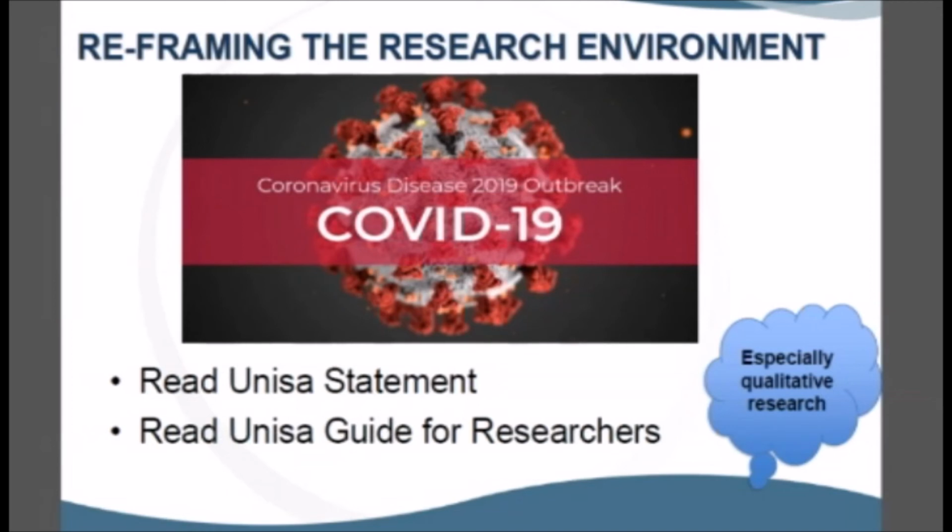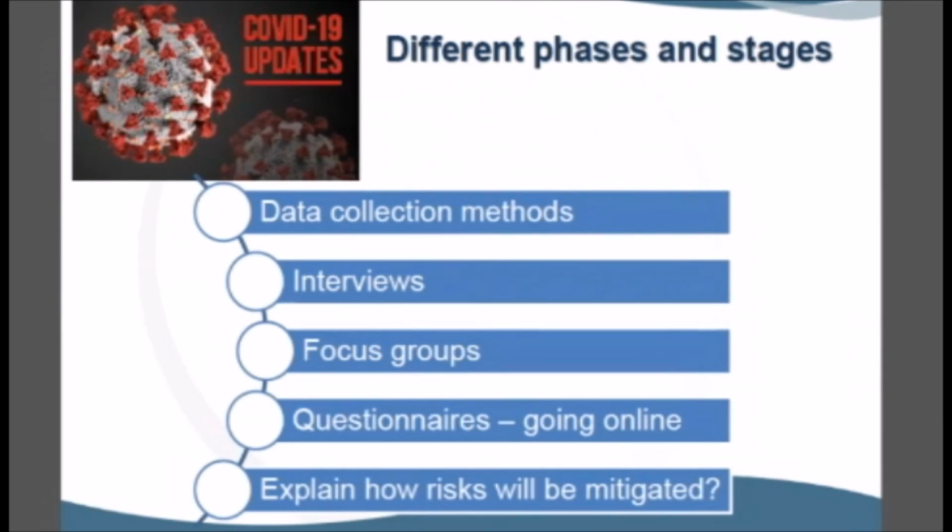There has been a statement provided to all people from Unisa with regard to data collection during the COVID period. Also read the Unisa guide. And this is especially applicable to qualitative research. When you do quantitative research, you can do that, if you look on that screen, with questionnaires that you distribute online. I have a student currently who applied for ethical clearance.